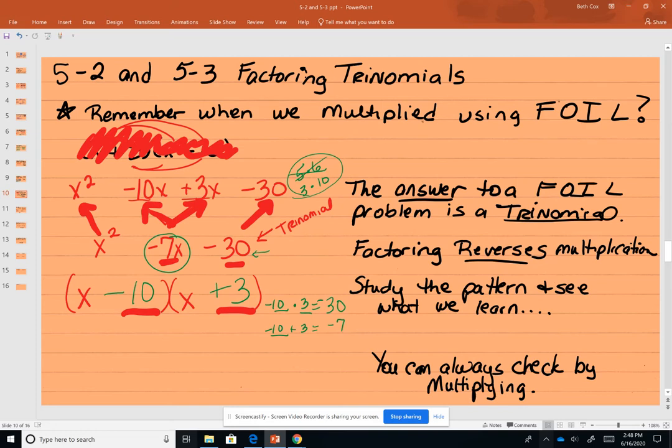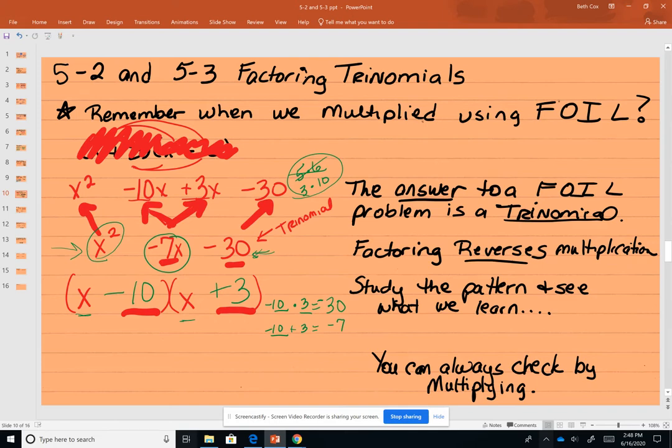We kind of look at the pattern that happened. Where did this come from? Where did that come from? How did we reverse this? Because when we multiplied, we got this. But see, now we're going to be looking at a trinomial and have to go backwards. And so this one, where did it come from? It came from x times x. And then the last and the middle, those came from the same numbers. The 7 came from the 10 and 3, and the 30 came from the 10 and 3. It's just one came from adding the negative 10 and 3, and one came from multiplying the negative 10 and 3. And so that's what we're going to be studying.